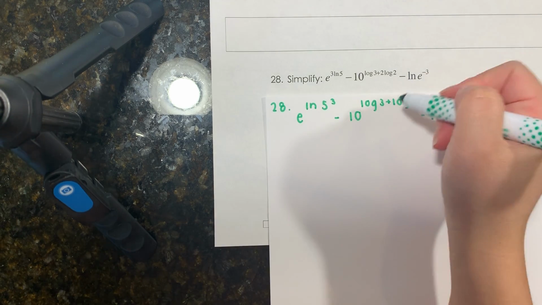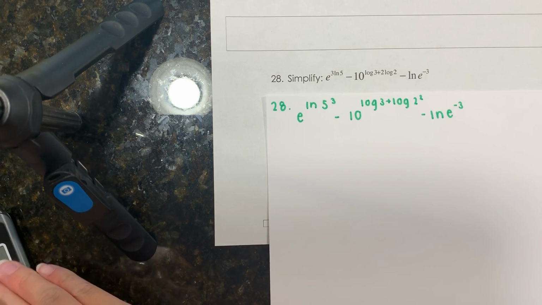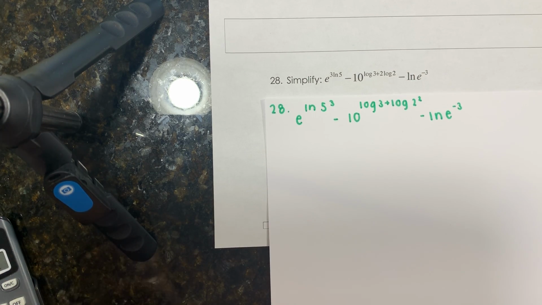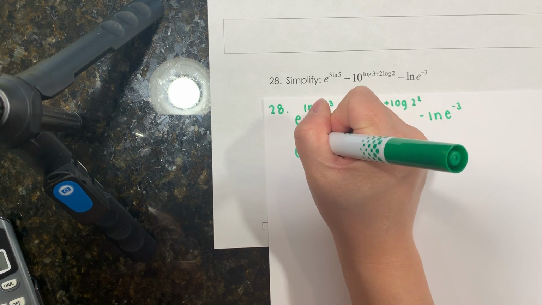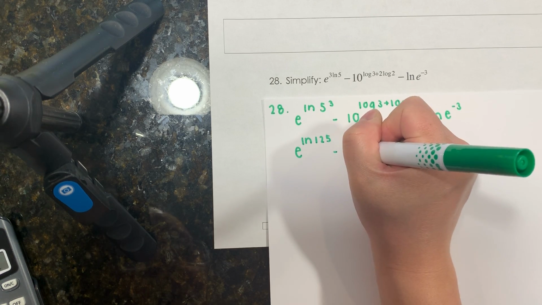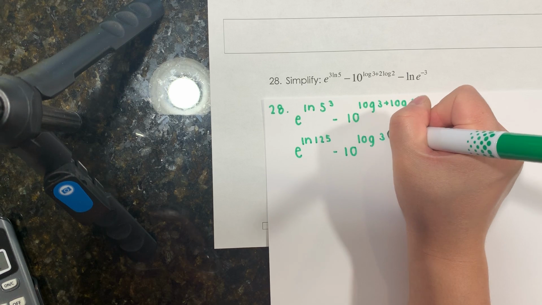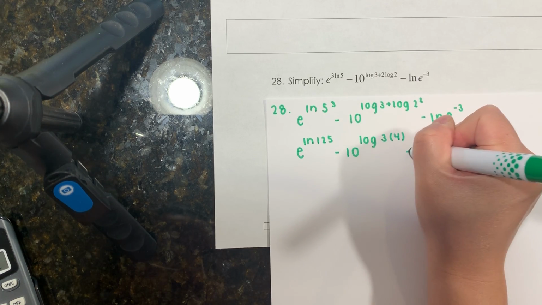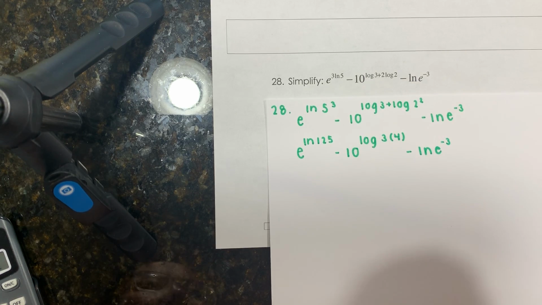Now I see a plus sign in my exponent, so I am going to actually multiply those two values. And then 5 to the third power is equal to 125. So this is going to be e to the ln of 125 minus 10 to the log of 3 times 4 minus ln e to the negative 3.